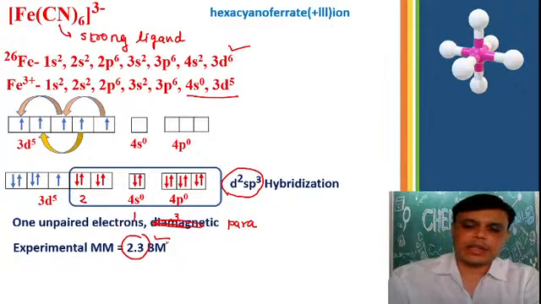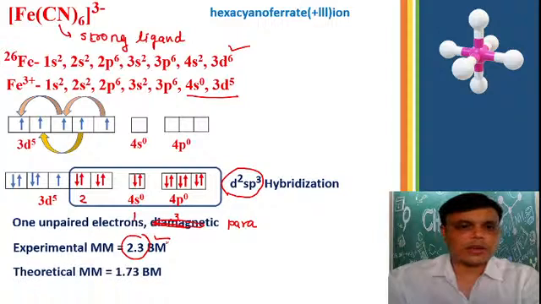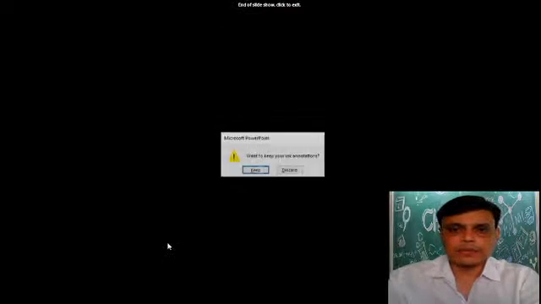1.73. Okay, Krishnapriya is saying 1.73. So the theoretical magnetic moment will be 1.73. So these are again nearly the same. So we can say that the observed and actual geometry of this complex is octahedral and the hybridization is d2sp3.